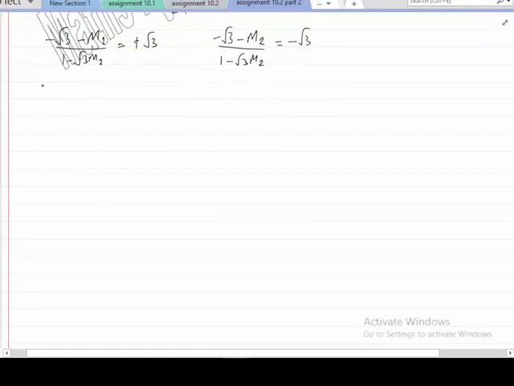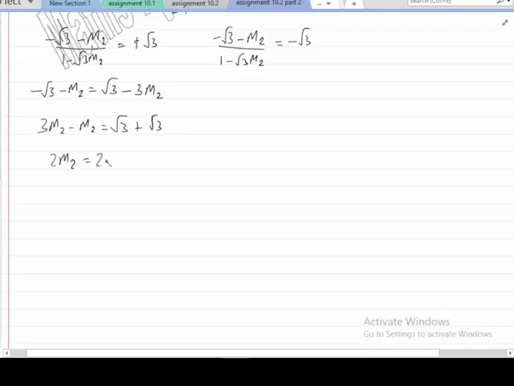Cross multiply, we will get minus root 3 minus m2 is equal to 1 times root 3, and root 3 times root 3 m2 will become 3m2. Okay, let's take 3m2 on the left side. So we will get 3m2 minus m2 is equal to plus root 3, so here we will get 2m2 is equal to 2 root 3, or we can say slope of the line L2 is root 3.